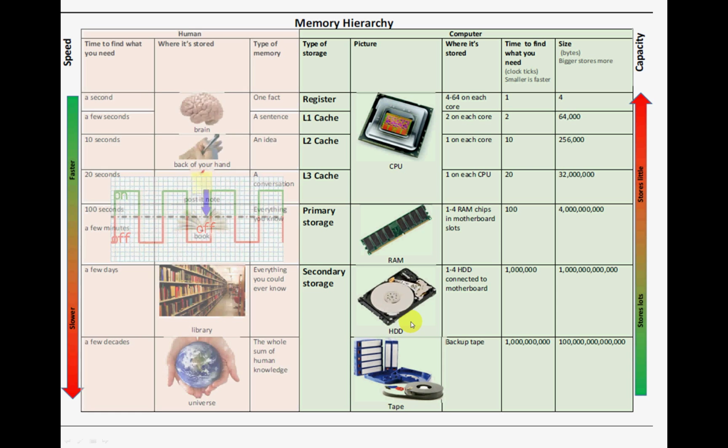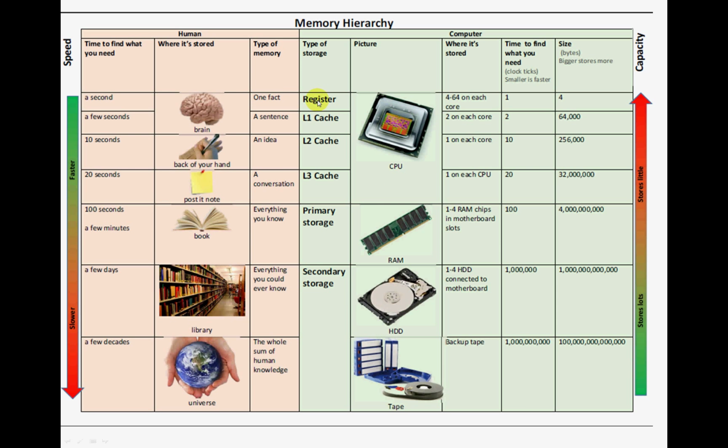Let's put that in context of how your brains work. A register is like a fact that you've got stored in your brain. So if your teacher asks you your name in class, hopefully in less than a second you'll be able to reel off the right information, or what room you're in, or when your next lunch break is. Simple questions that you've always got stored in your brain are like being stored in your register.